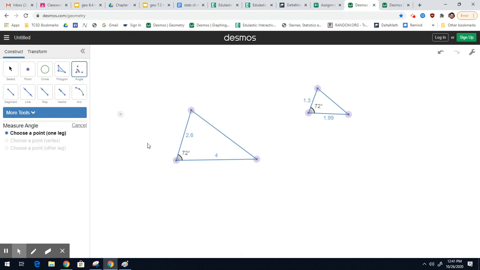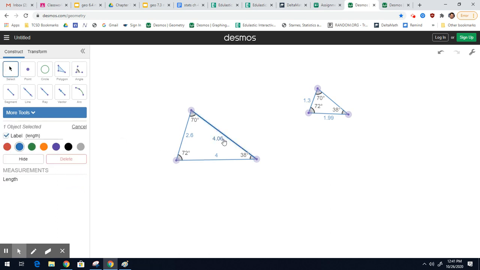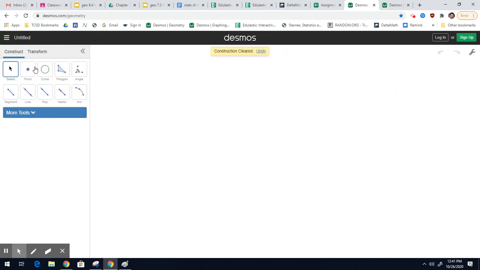So now let's measure the other angles. 70. Guess what this angle up here is going to be? 70. Let's measure this angle right here. 38. Guess what this angle is going to be? 38. Amazing. And now, that side is 4.06. What's half of 4.06? Around 2.03. Drum roll, please. 2.01. Boom. So these 2 triangles are similar, and all I knew was side, angle, side.